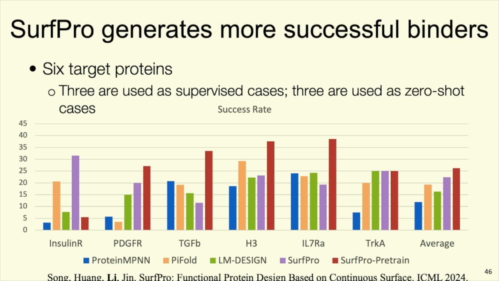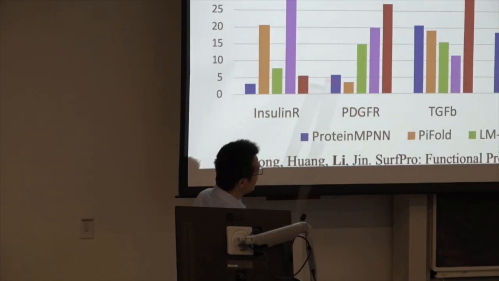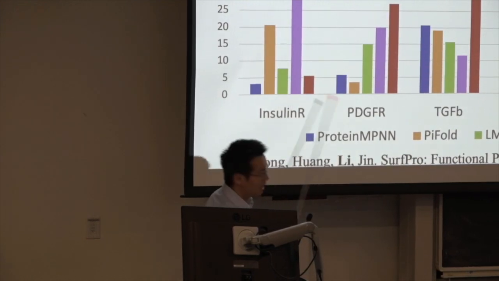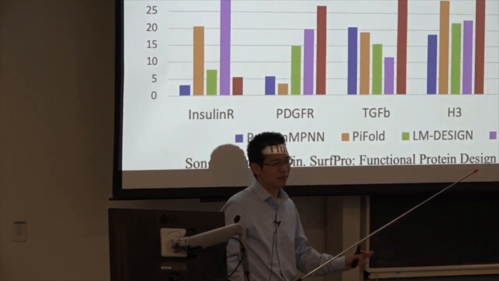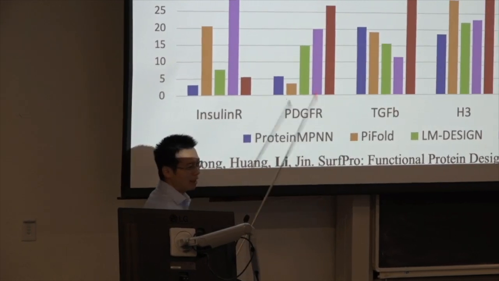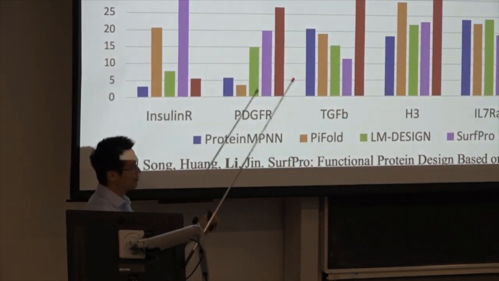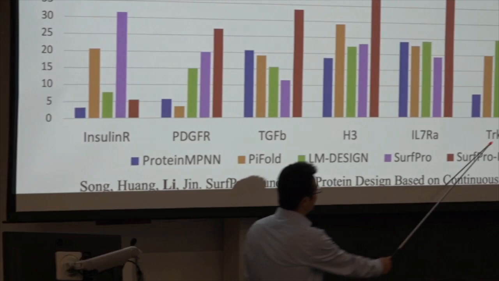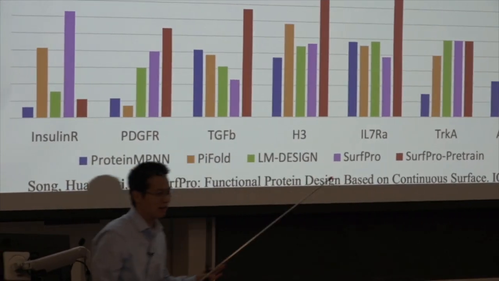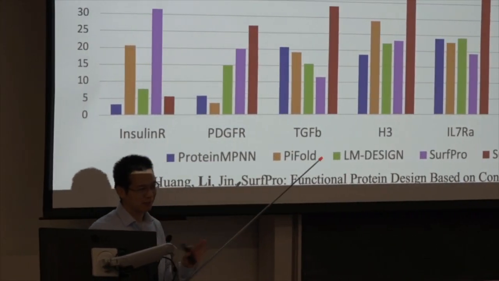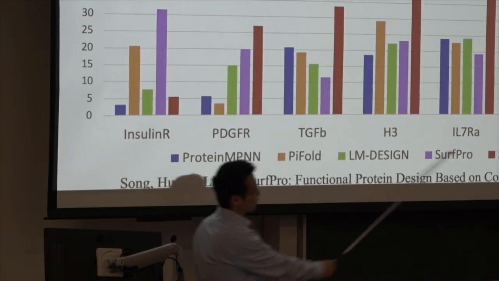Okay, well, how does it work? So this is one data set we evaluated. It includes the 6 categories of the binder design tasks. The first 3 are in the training. So these 3 are kind of supervised tasks. And these 3 are different tasks. They were not in training. So these are zero-shot directions.